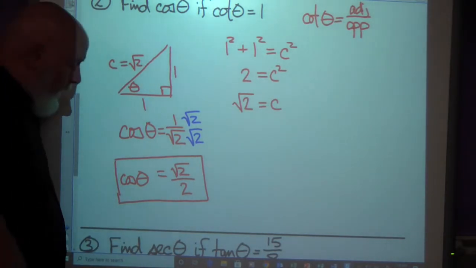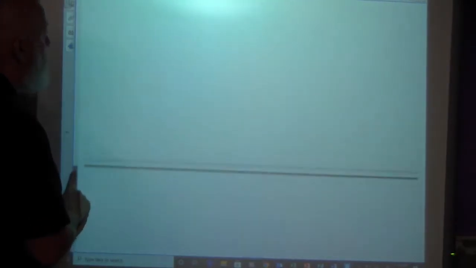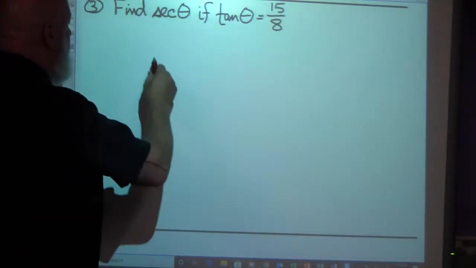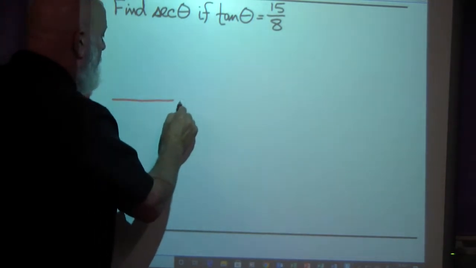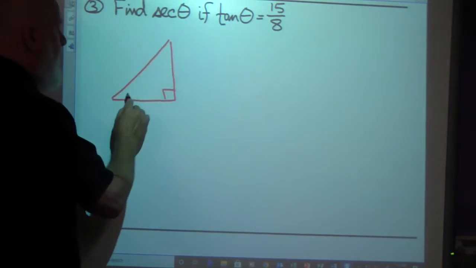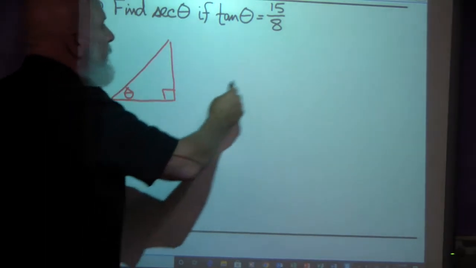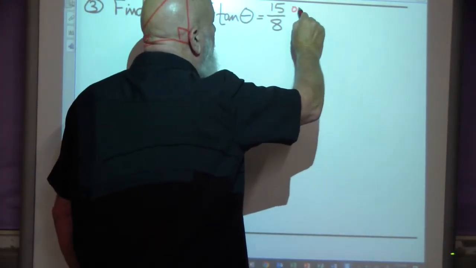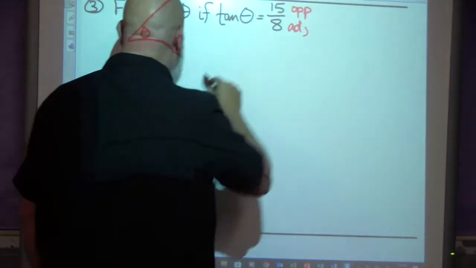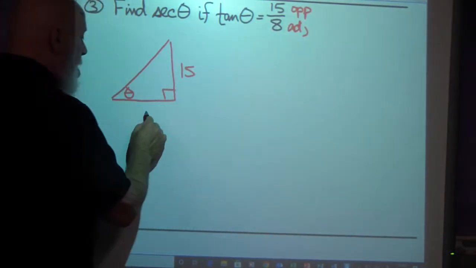Okay. Let's take a look at one more. Find the secant of theta if the tangent of theta is 15 over 8. So here we go. Once again, I'm going to draw a little triangle, ignoring scale. I'm going to put theta right here. The secant of theta is what I'm looking for. The tangent of theta, remember that the tangent is opposite over adjacent. So I'm going to say that's going to be, from this perspective, 15 over 8.